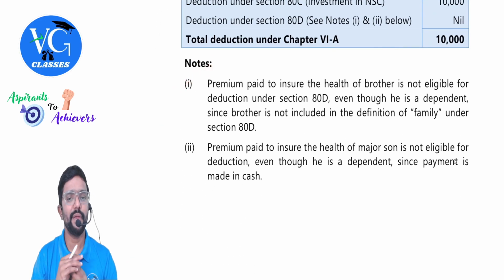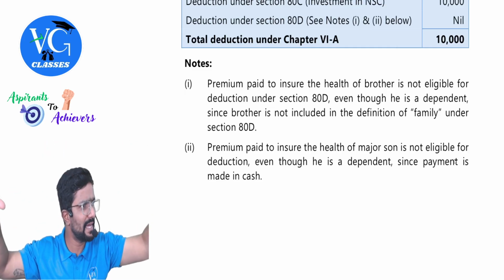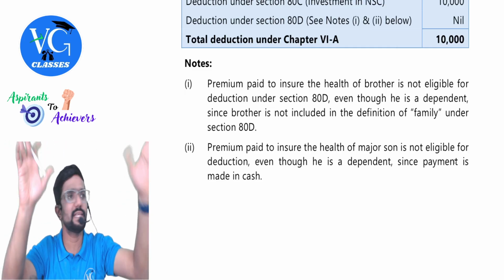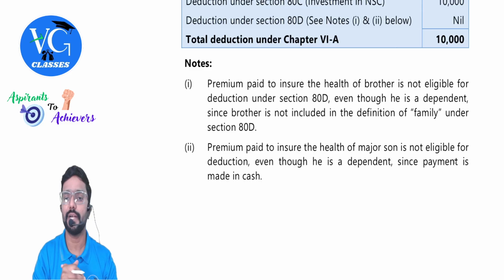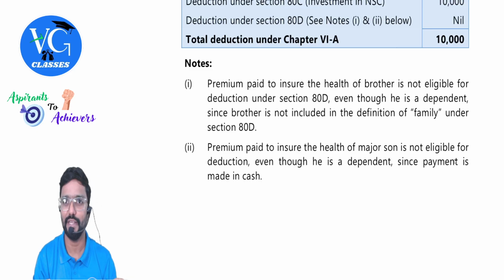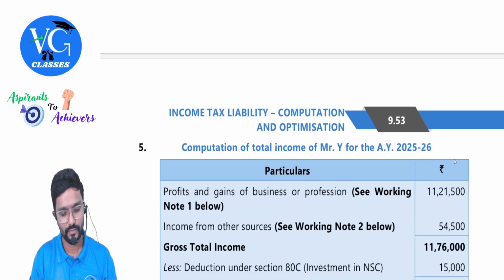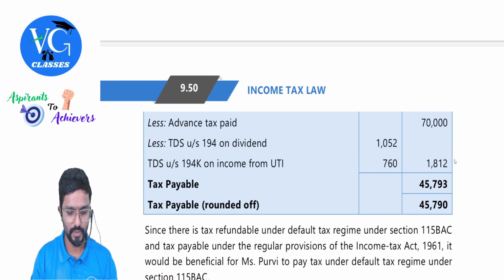Notes are given. Premium paid to insure the health of his brother is not eligible for deduction under section 80D, even though he is a dependent, since brother is not included in the definition of family for 80D. Not a part of family for 80D. As I told you, two categories are there, self and family, and parents. In both, brothers are not covered. Premium paid to insure the health of major son is not eligible for deduction, even though he is dependent. Why, sir? Because the payment is made in cash. Even here also, actually, payment is made in cash only, but either way, not. Oh, only 10,000. Only 10,000.